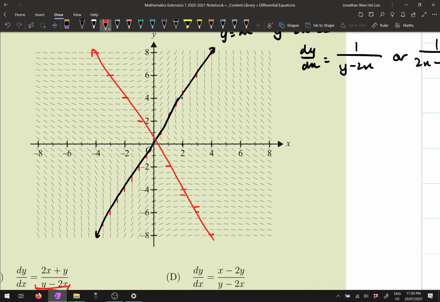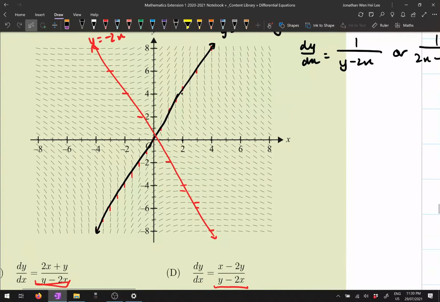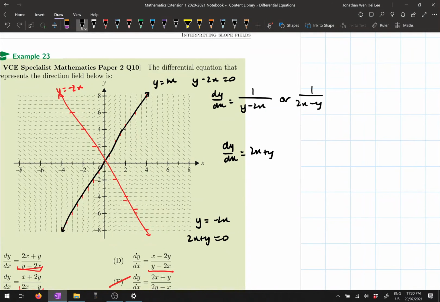So we've got this line here, y is equal to negative 2x. And so what this means is, if I've got that, then 2x plus y is equal to 0. And because in this particular scenario dy on dx we want to be equal to 0, it's equal to 2x plus y. And so when we combine it with the previous fact, we are actually looking for a differential equation where we've got 2x plus y at the top, because I want this to be equal to 0 along this line, divided by either y minus 2x or 2x minus y.